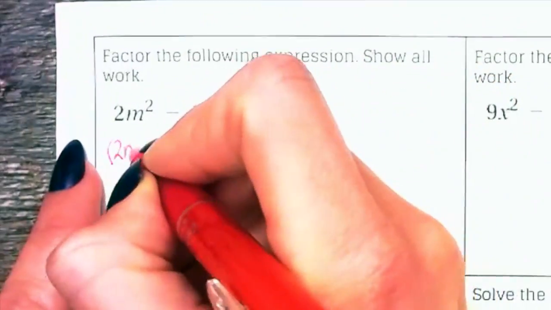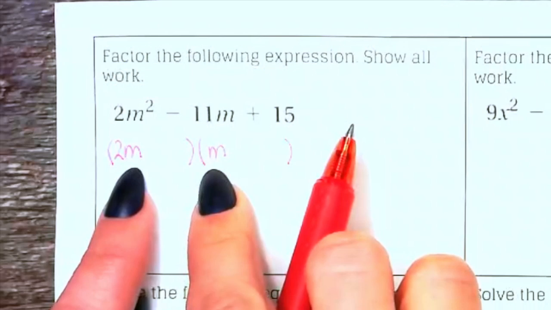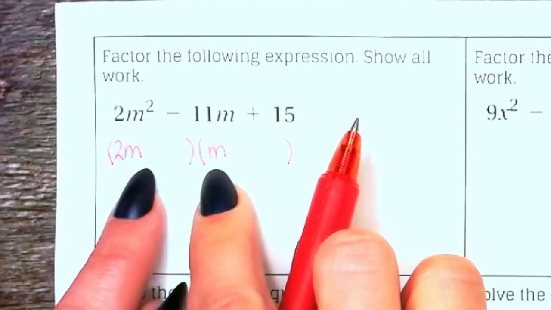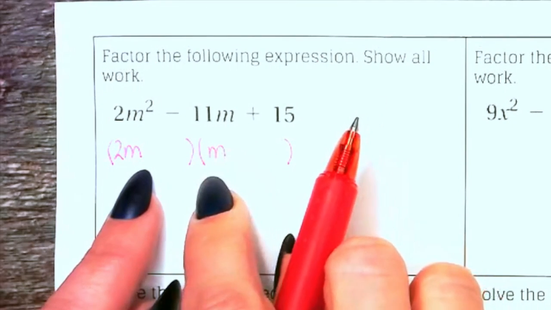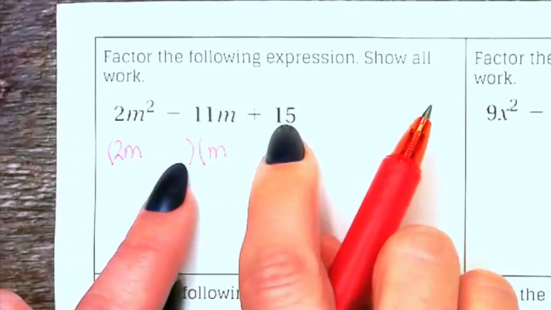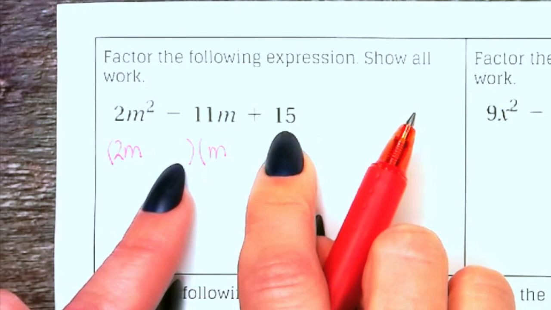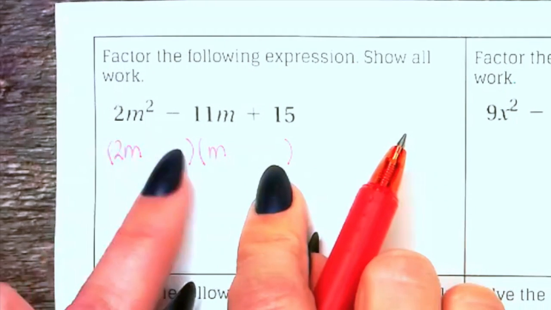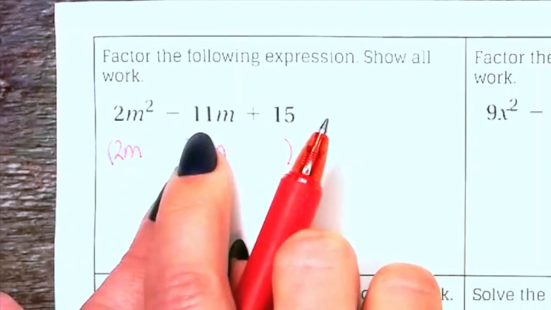What multiplies to give me 2m squared? My first and first have to give me that expression. Since 2 is a prime number, I know it's 2 and 1, and then I'm also going to have m and m because my middle term is just m to the first. Now, my last 2 terms need to multiply to give me 15. I'm really left with picking 1 and 15, or 15 and 1, or 3 and 5, or 5 and 3. But I need my outer and inner to give me negative 11.